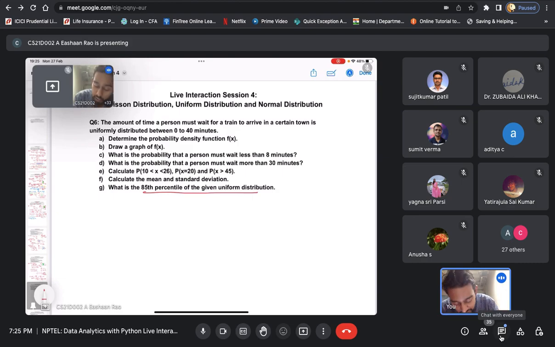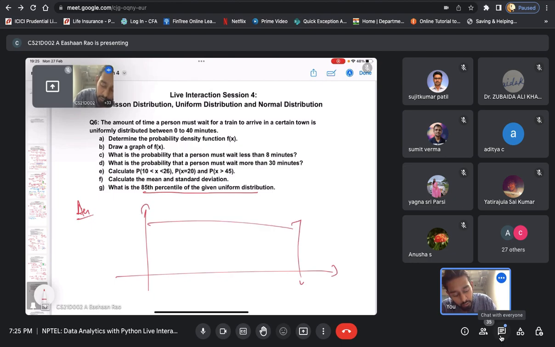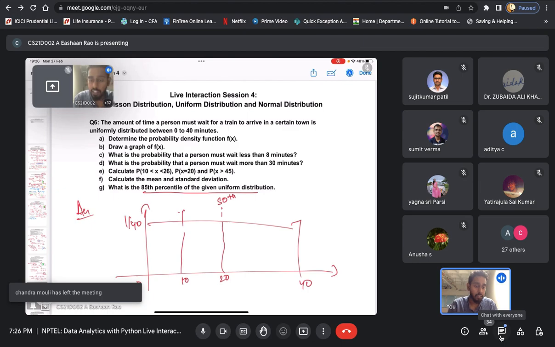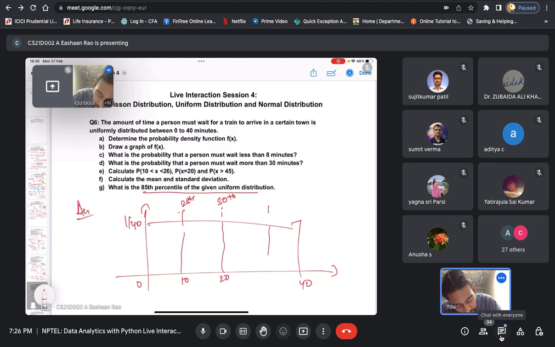Okay, so let me try to explain using a graph. That will be much better. So let's make a little bigger graph. Let's assume this is 40, 0, and the height is 1 by 40. If I'm having 20 here, this will be considered the 50th percentile. If I am having the 10th minute, I will consider all the values within that as the 25th percentile. If I am having 30, it will be the 75th percentile, and 40 will be the 100th percentile in the uniform distribution.